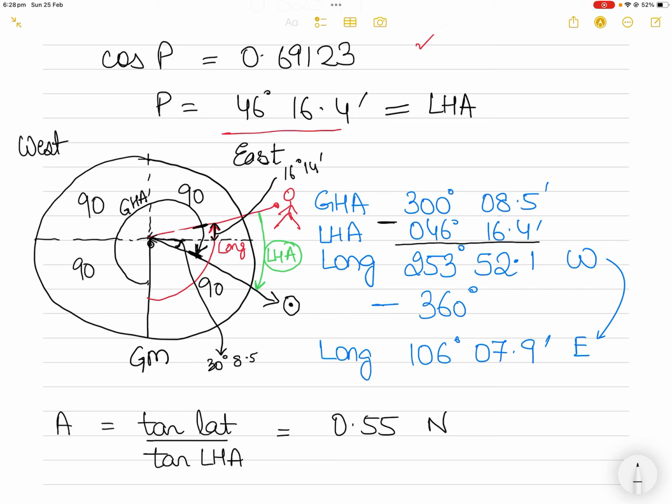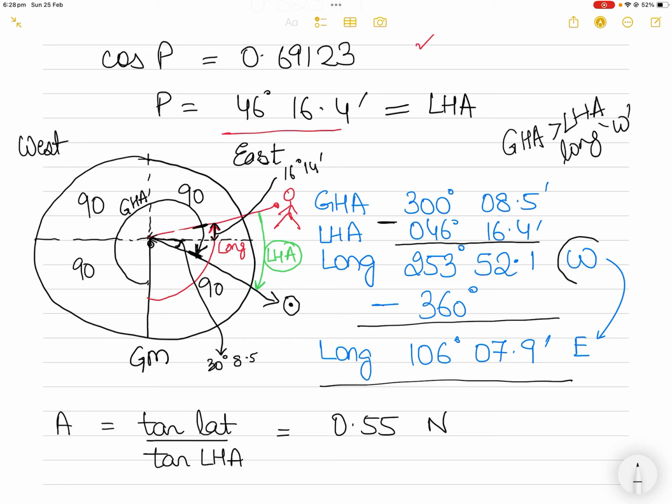Now longitude cannot be greater than 180. So what do you do? You subtract it back from 360 degrees and you get your longitude, 106 degrees 7.9. Now when you subtract GHA from LHA initially, you get 253 degrees. Remember here your GHA is more than LHA. So if GHA is greater than LHA, your longitude is west. So I have named it west. But because it is greater than 180, I have to subtract it from 360. So I will reverse the notation and I will call it east now. All right, longitude cannot be greater than 180.